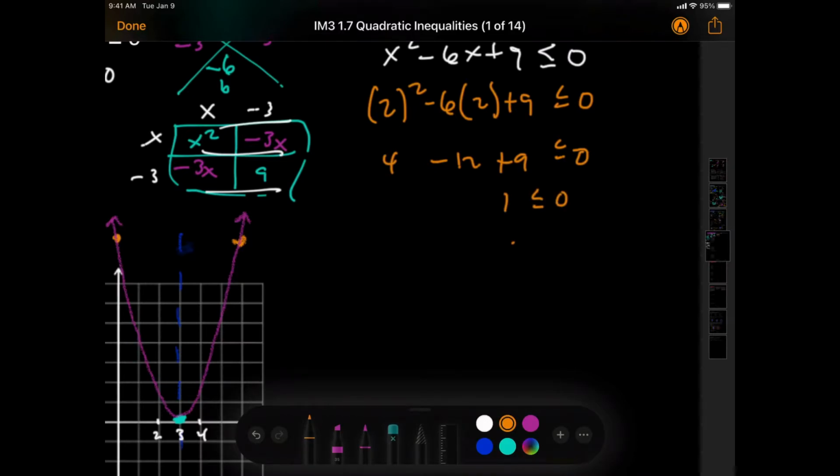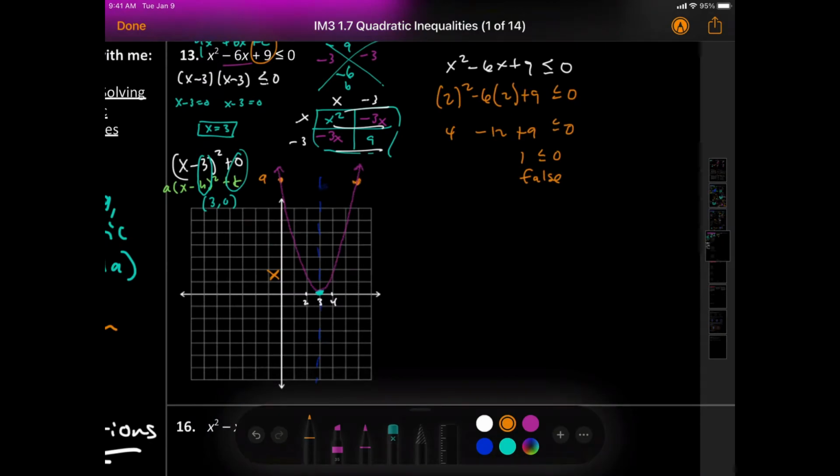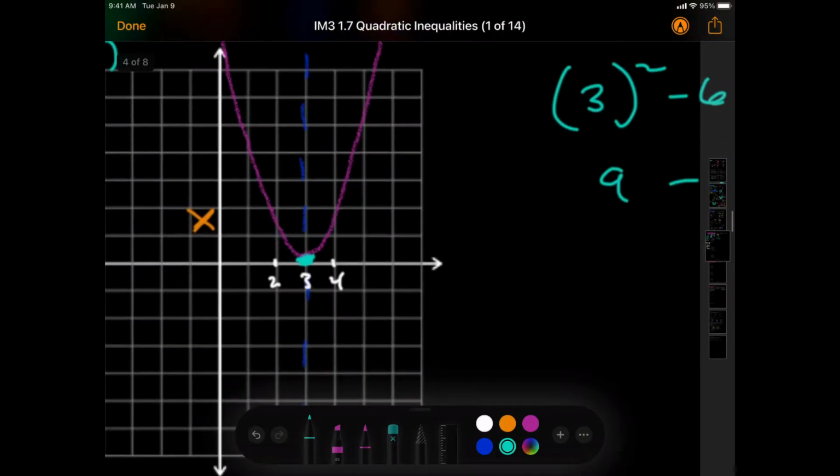Is 1 less than or equal to 0? That is false. Okay, so what we're doing here is we're creating not a shaded region, but a solution on the x number line. Okay, let's go ahead and try 3. So that would be 9 minus 18 plus 9, and you'll get negative 9 plus 9, which is 0, and this is true. So this is a solution, and that's why I have that blue dot there.